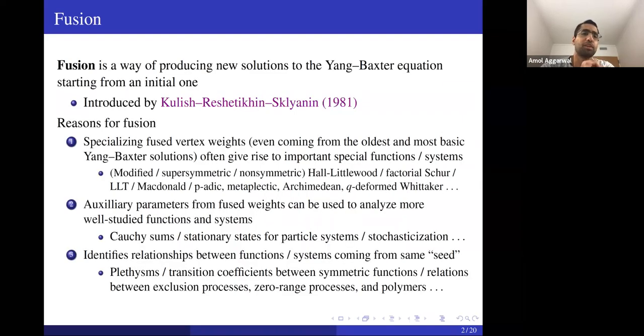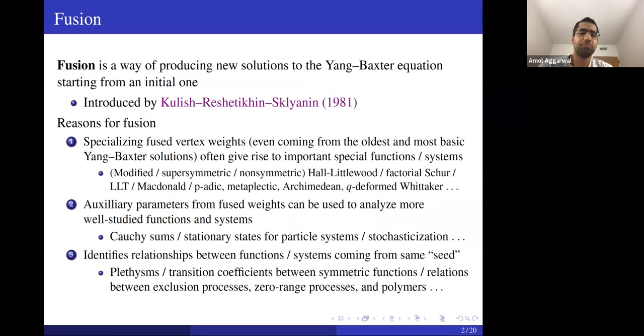So what is fusion? Fusion, by and large, is a way of producing new solutions to the Yang-Baxter equation, starting from an initial one. It was introduced by Kulish, Reshetikhin, and Sklyanin back in 1981, so almost 40 years ago by this point. So why would one want to do this?